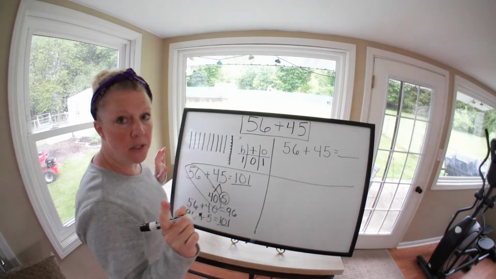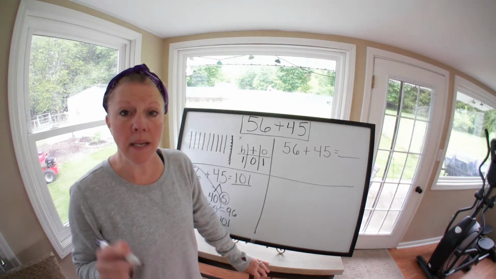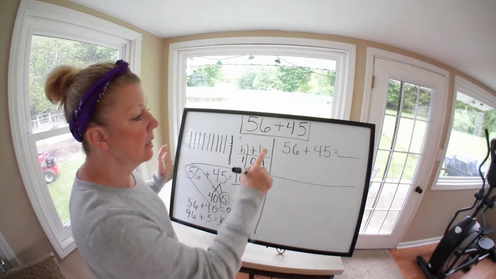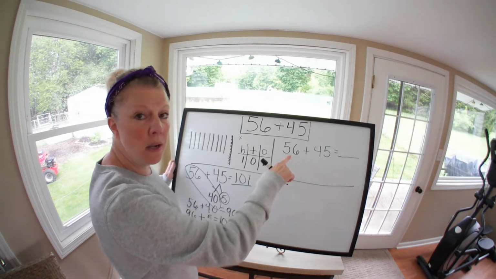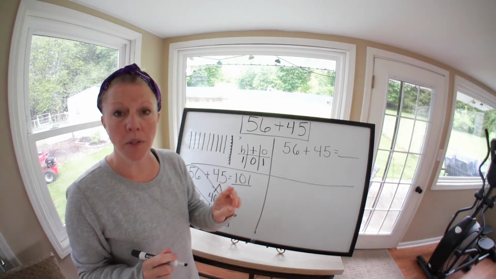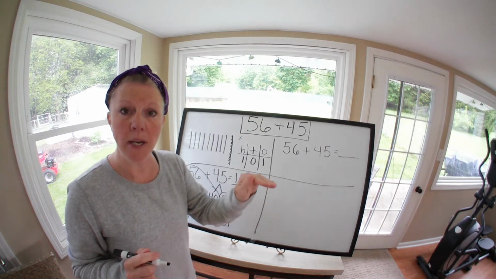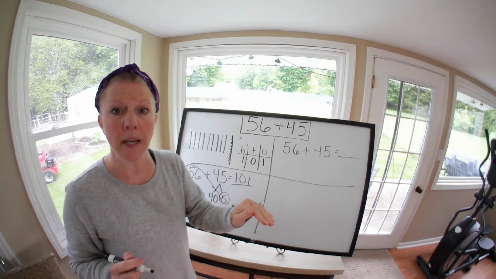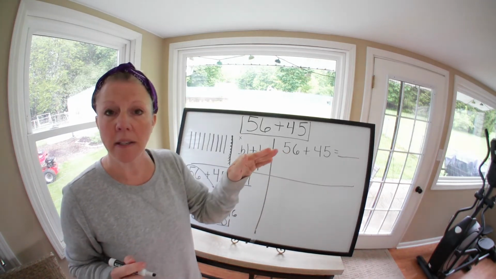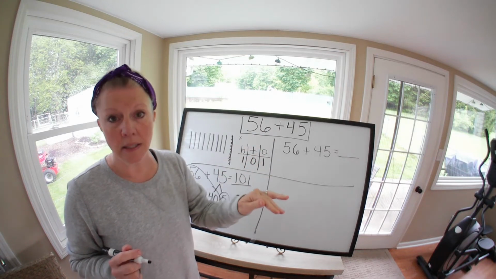Now, watch what I'm going to do. This time, I'm going to make a 10. Okay? Now, we know that we're trying to bring this number up to the closest 10. So we have 10, 20, 30, 40, 50, 60, right? So 56 is closest to 60.